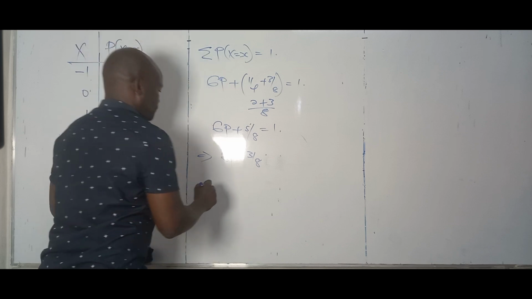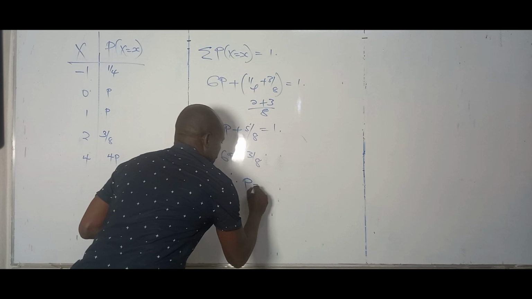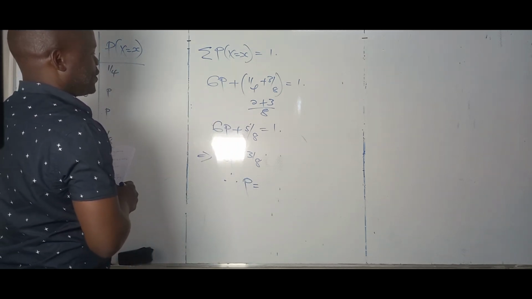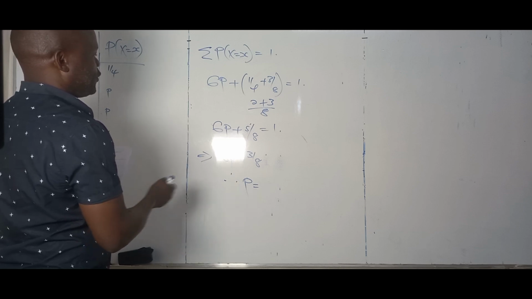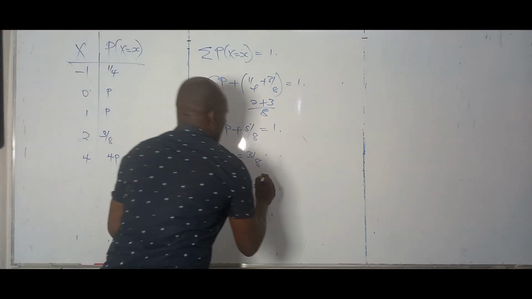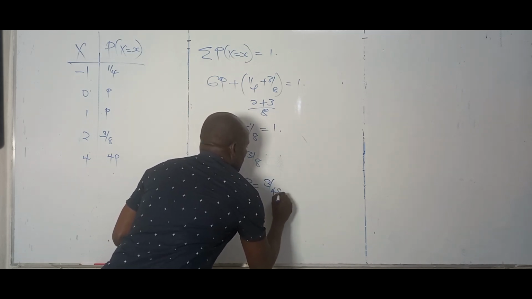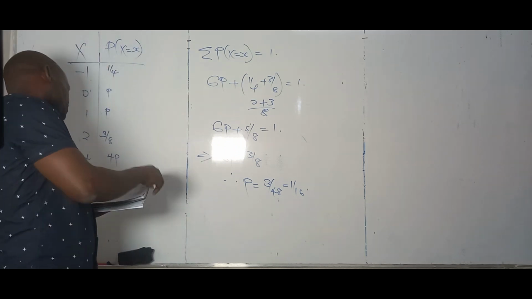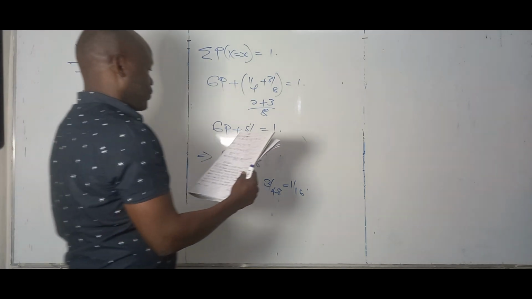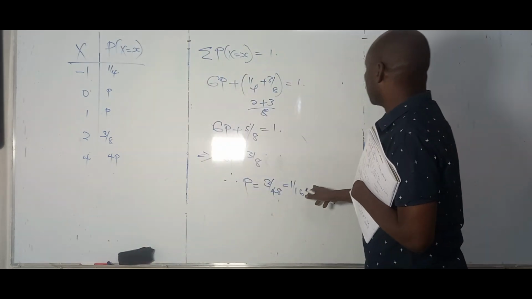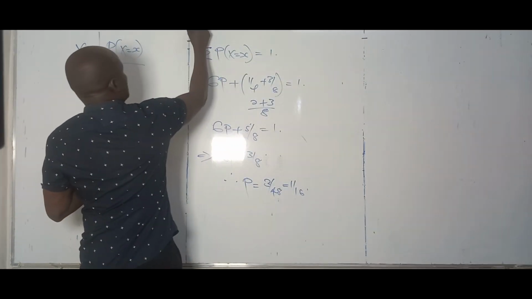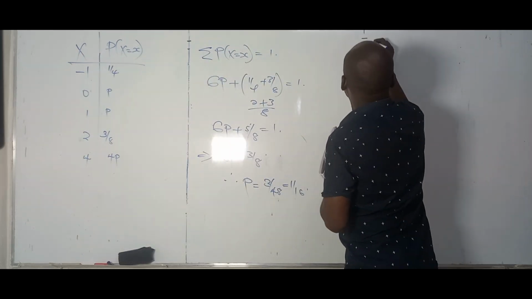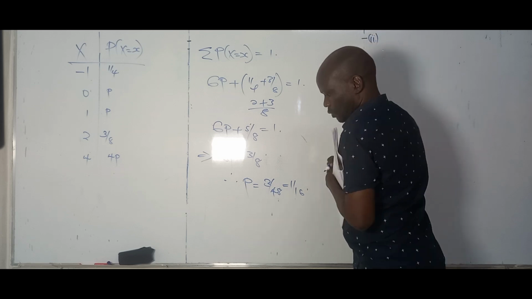And so what is p? Therefore, 48p is equal to 3. So p will be 3 over 48, which is 1 over 16. P is 1 over 16. That is the first, so that's Roman 1. P is 1 over 16. Then we move to Roman 2.